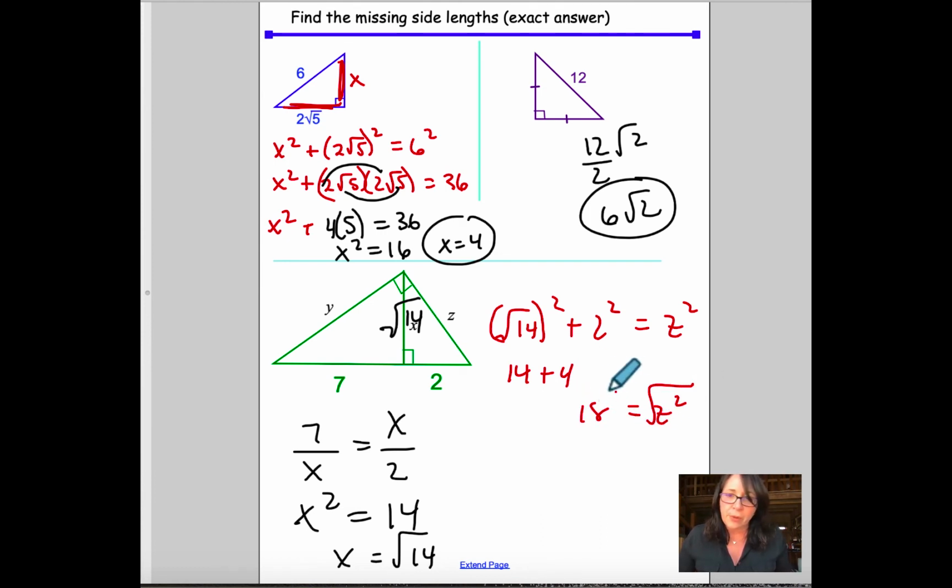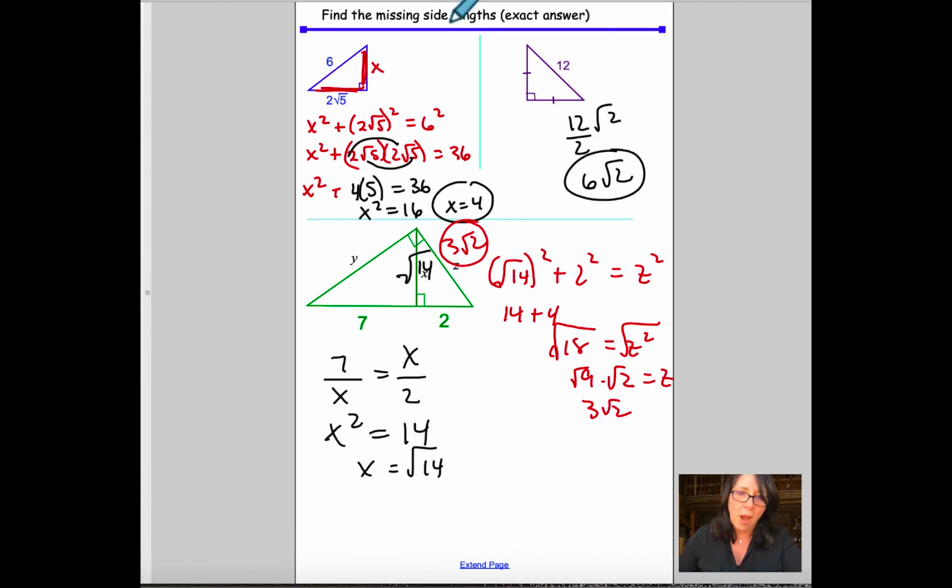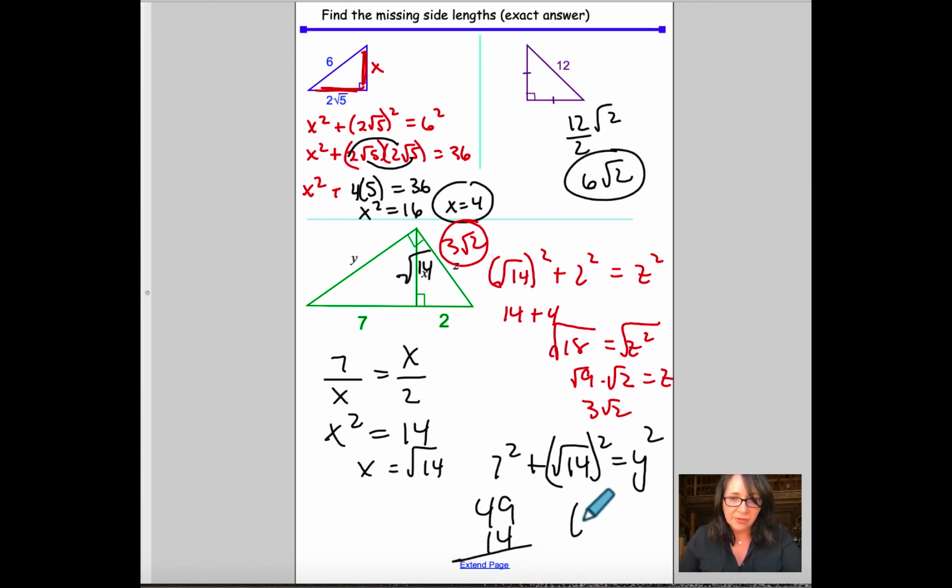And when I square root both sides, I get the square root of 9 times the square root of 2 is equal to z. And that makes z equal to 3 root 2. So there's 3 root 2. And lastly, to find y, I would go 7 squared plus the square root of 14 quantity squared is equal to y squared, y being my hypotenuse. So we go 49 plus 14, which is 63. So 63 is equal to y squared. And then square root both sides, y equals the square root of 9 times the square root of 7, which is 3 root 7. So 3 root 7.